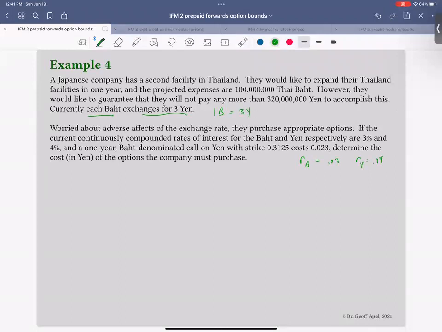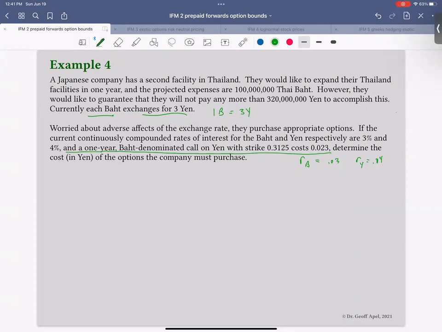Okay. And a 1-year baht denominated call on yen with strike... oh my goodness, cost. Okay, determine the cost in yen of the options the company must purchase. All right, well, let's do that second to last statement there. It says here a 1-year baht denominated call on yen with strike 3.3125 costs 0.23. Oh, okay. All right, let's see if we can peel this apart.